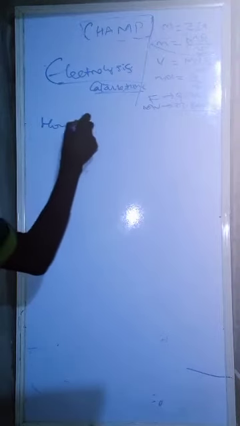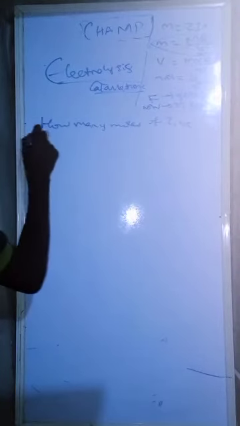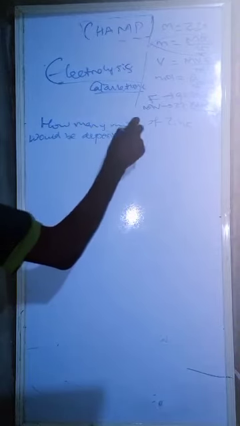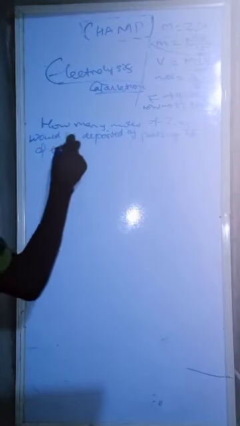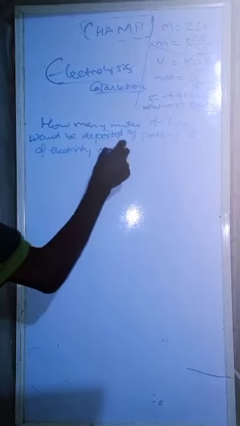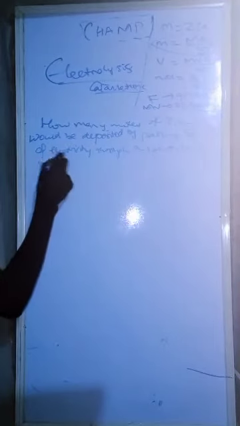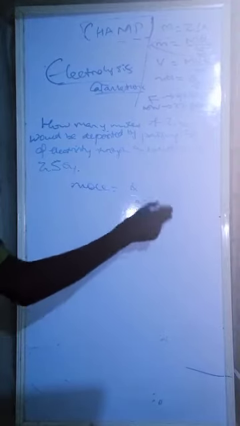Okay, let's take another question on mole now. How many moles of zinc would be deposited by passing 5 Faraday of electricity through a solution of zinc tetraoxosulfate 6? Yes, so this is it. They are asking for moles. What's the formula for your mole? Mole is equal to what? Q over NF. It's as simple as that.